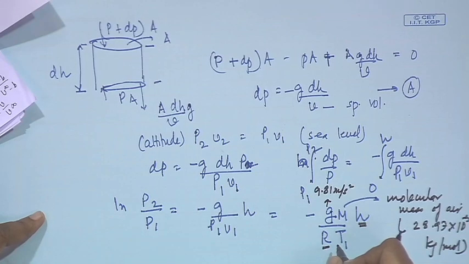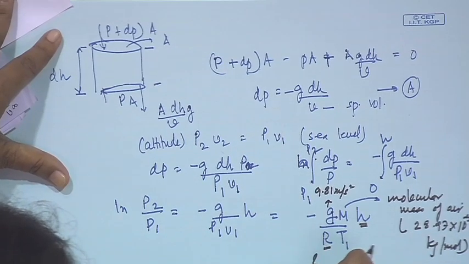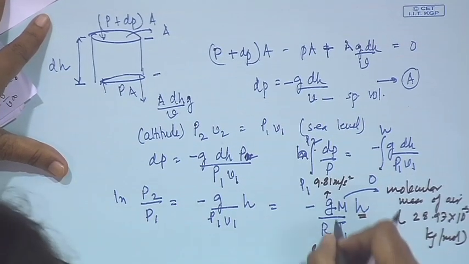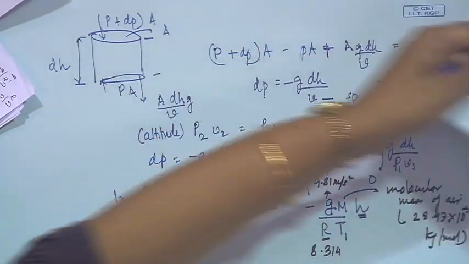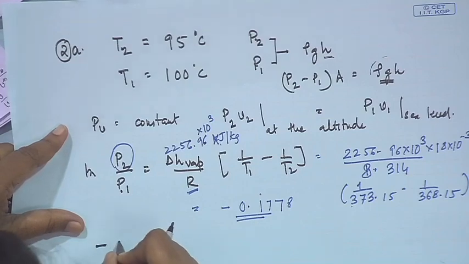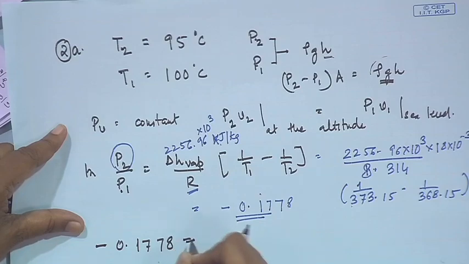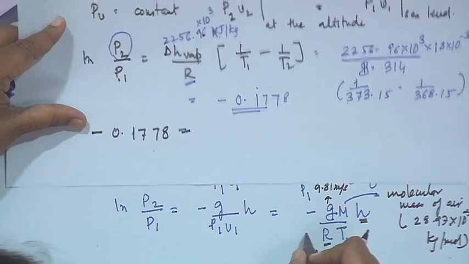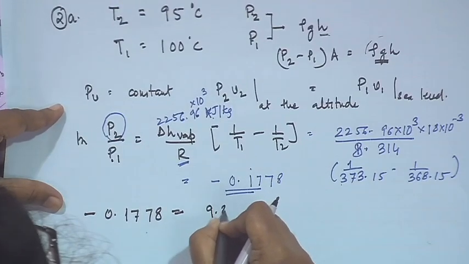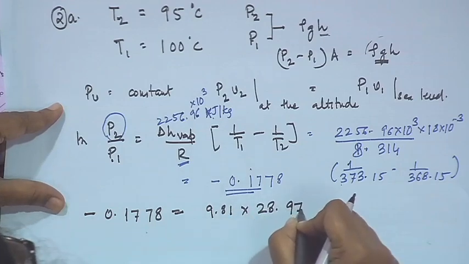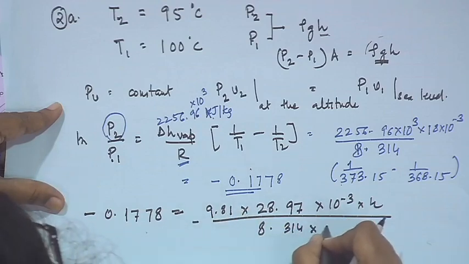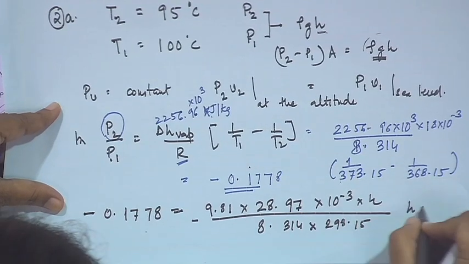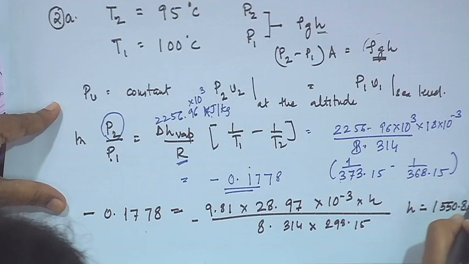R, accordingly, you have to substitute in the relevant equations. In this particular case R is 8.314 in joules, and the molar mass I have already given. Equating with the ln P2 by P1 we obtained earlier, minus 0.1778, we can substitute all the terms: minus 0.1778 equals 9.81 into 28.97 into 10 to the power minus 3 into h, divided by 8.314 into the temperature 298.15. So, from here you get h equals 1550.8 meters.